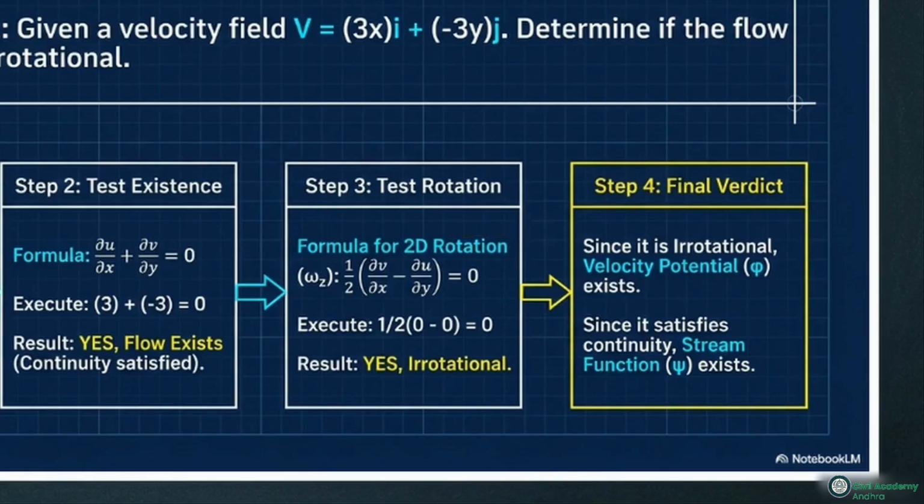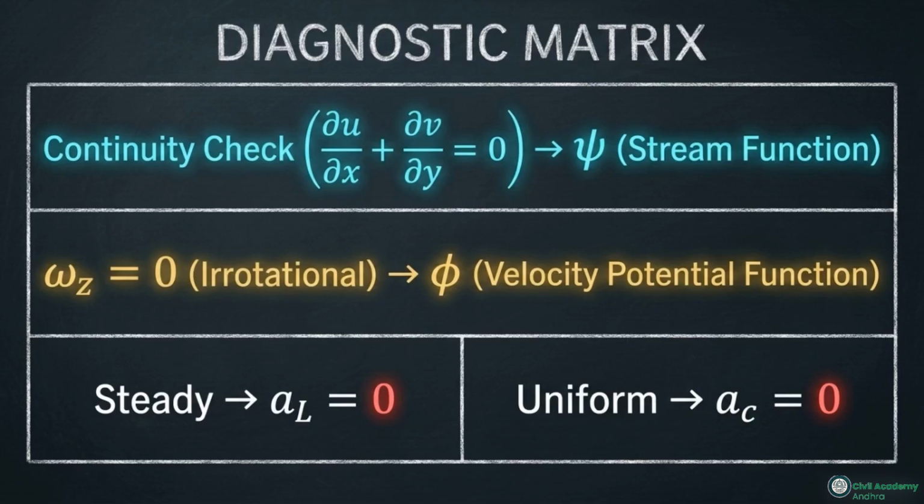Let's lock in this diagnostic matrix. Row 1, passing continuity, guarantees the stream function. Row 2, proving zero rotation, guarantees the velocity potential function. Row 3, look for keywords like steady to zero out local acceleration and uniform diameter to zero out convective acceleration.